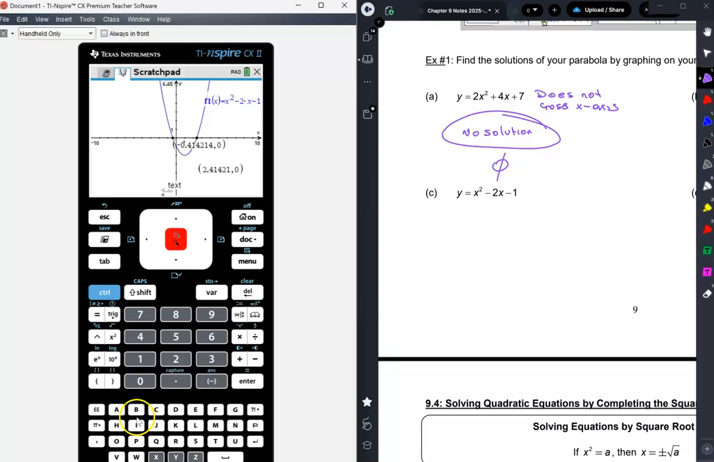Isn't that kind of cool? It's creepy and cool both at the same time, right? Huh? I just pressed it.